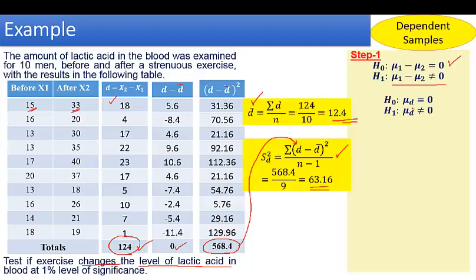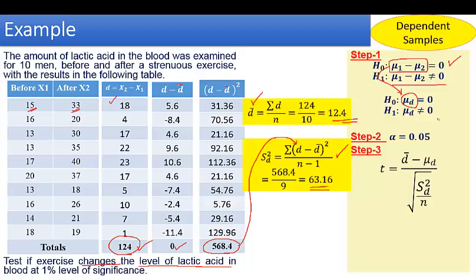So we can write it like mu d, that is mean of difference. This is mu1 minus mu2. So this difference we denote with mu d, and we may write the same hypothesis in the form of mu d is equal to 0 and mu d is not equal to 0. Let us just go to the second step here, that is alpha 0.05, which means alpha 5%, and the formula d bar minus mu d divided by square root of s square over n. All these values we have calculated.